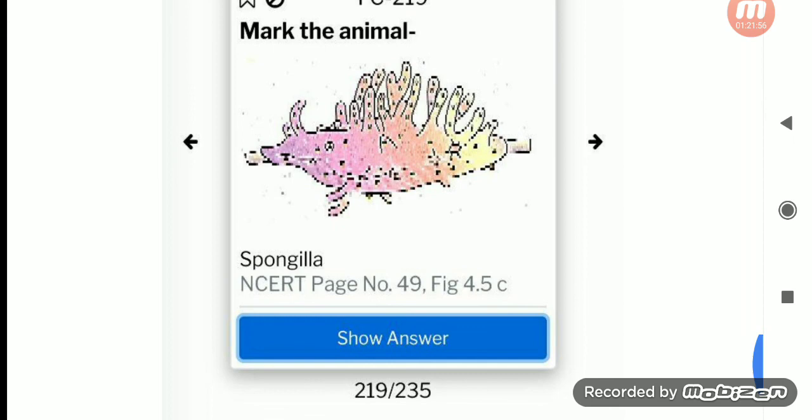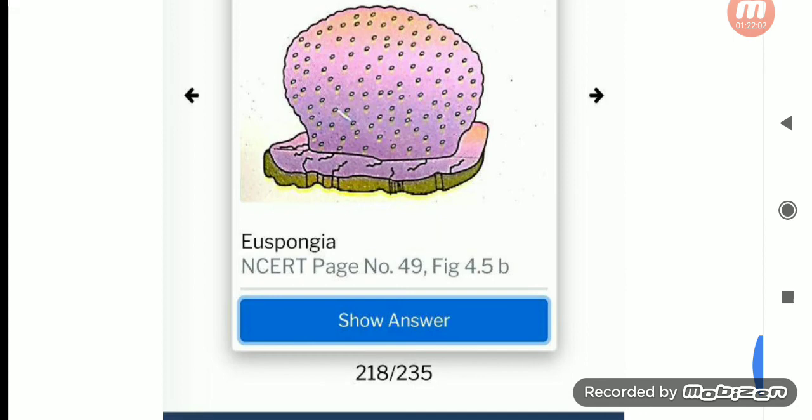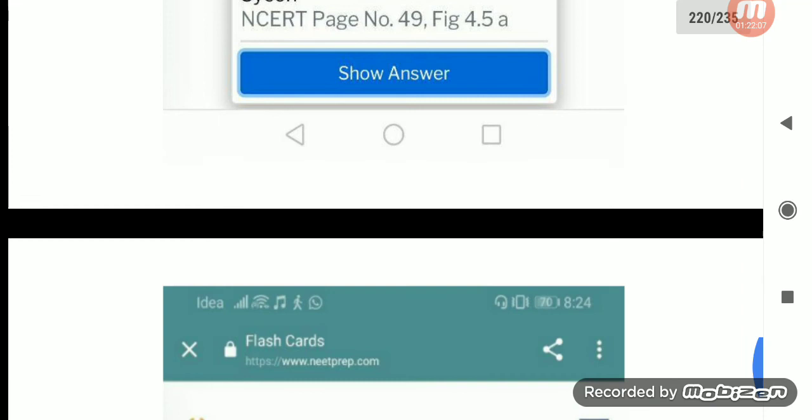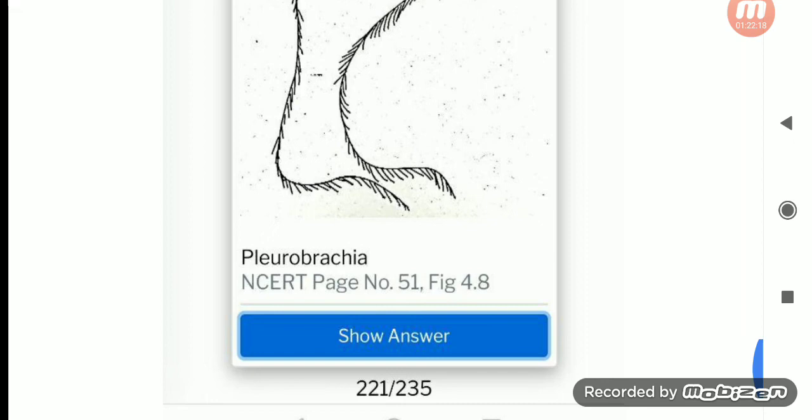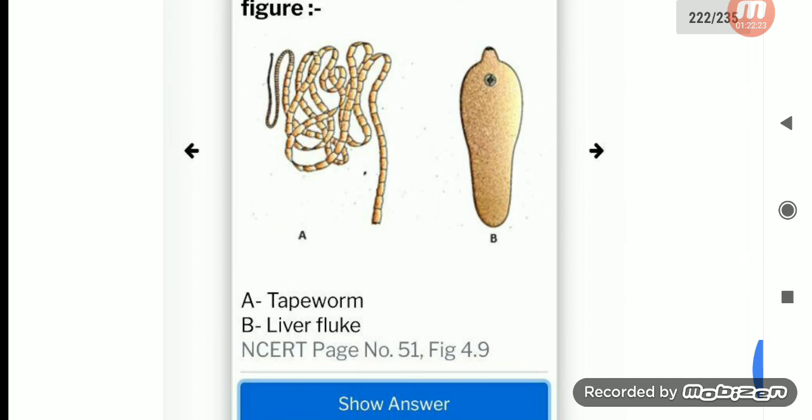Spongilla. Euspongia. Sycon. Cnidoblast. Marked animal Ctenophora, Pleurobrachia. Tapeworm and liver fluke.